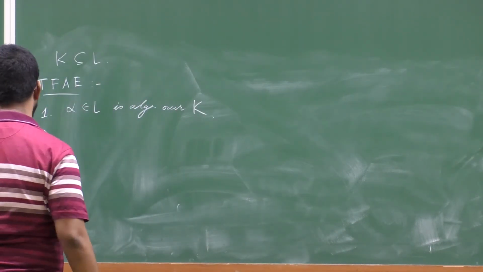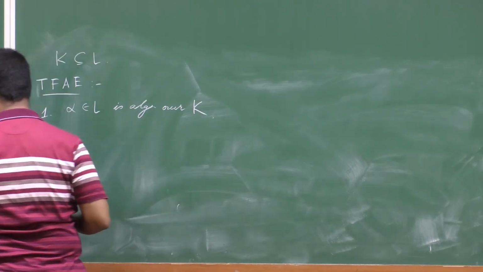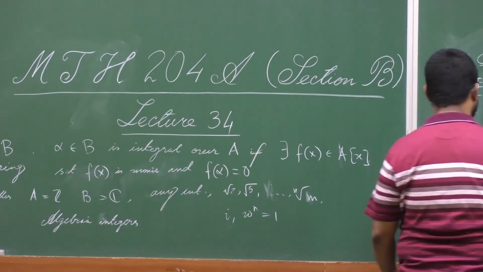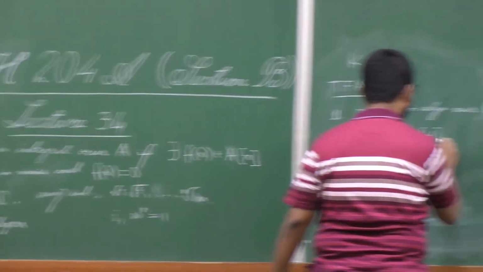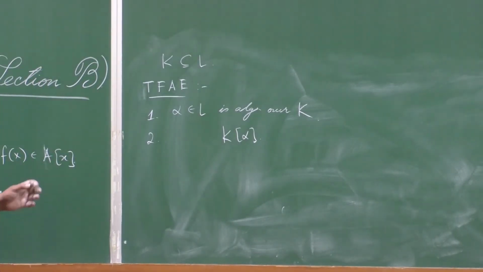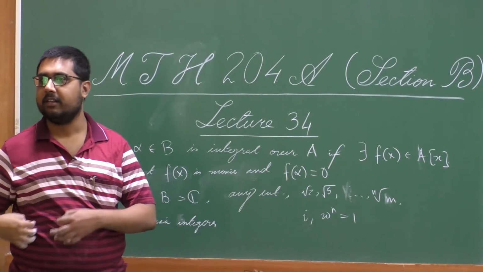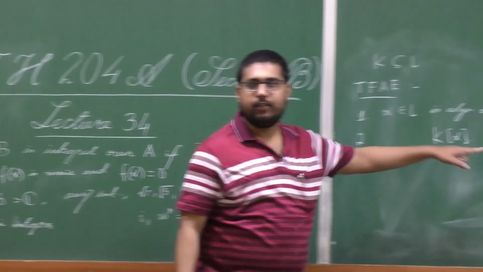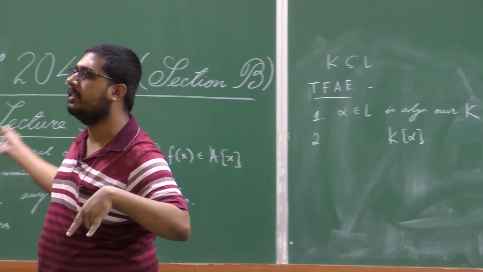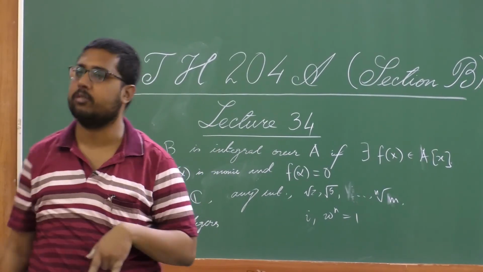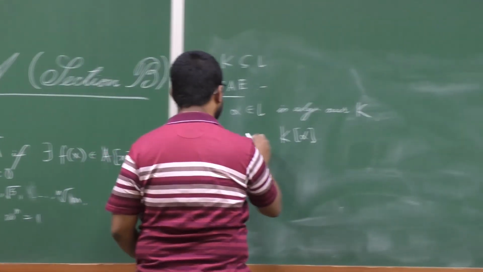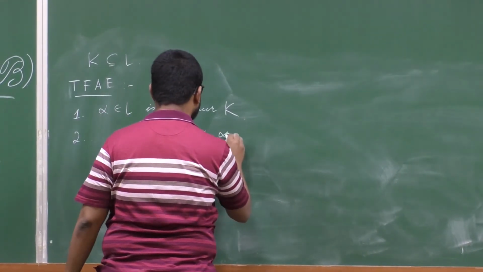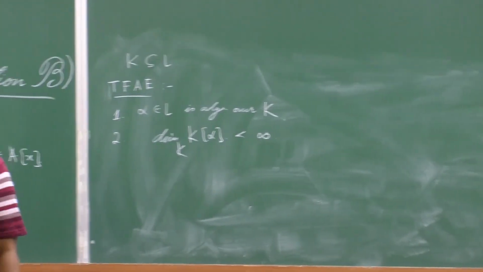Similarly, what should be there? Like earlier, what was the second condition in the case of integral extension? So we consider K[alpha]. Earlier this ring was finitely generated over the ring A, but now we are working with fields. So K[alpha] can now be regarded as a vector space over K. So this finitely generated thing, when translated in terms of vector spaces, is exactly saying that this vector space regarded over the field K has finite dimension.